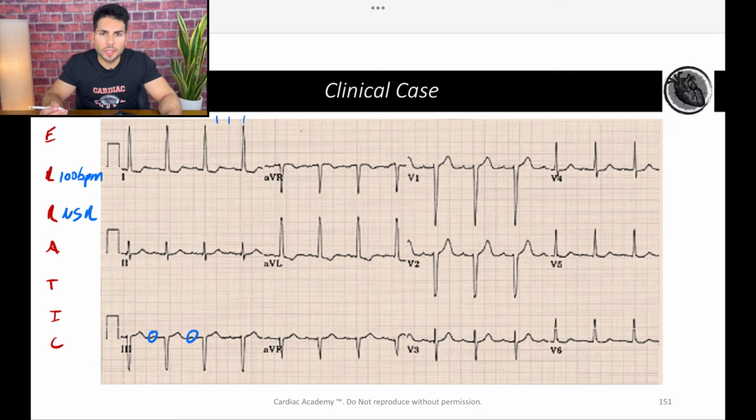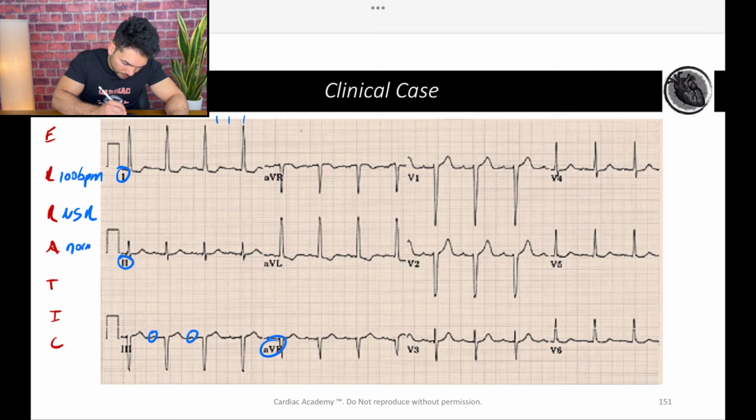Then we look for axis. So we just learned, how do we assess for axis? We look at lead 1 and we look at AVF, and we see a positive deflection in one and a negative deflection in the other. So that means that there might be a possible left axis deviation. So we look at lead 2, right? In lead 2 it is still positive, so we know that is still normal axis, okay? So there's no left axis deviation, it's still a normal axis, okay? It does not lie beyond minus 30 degrees.